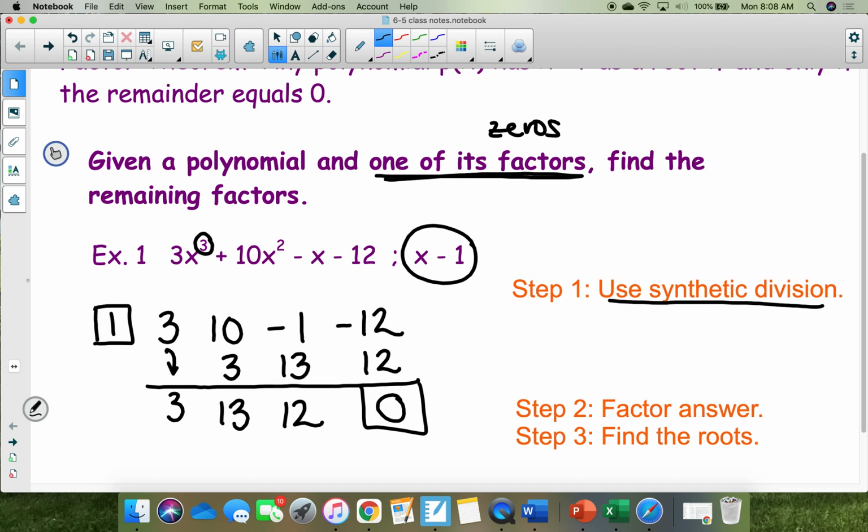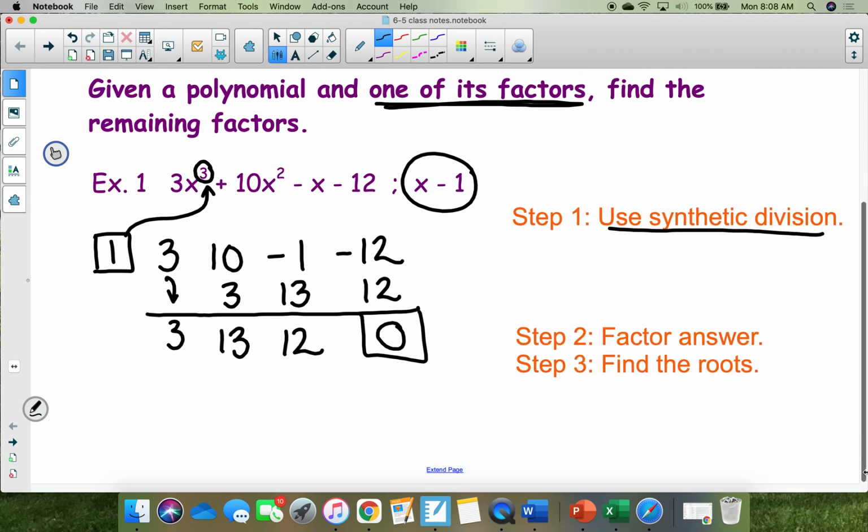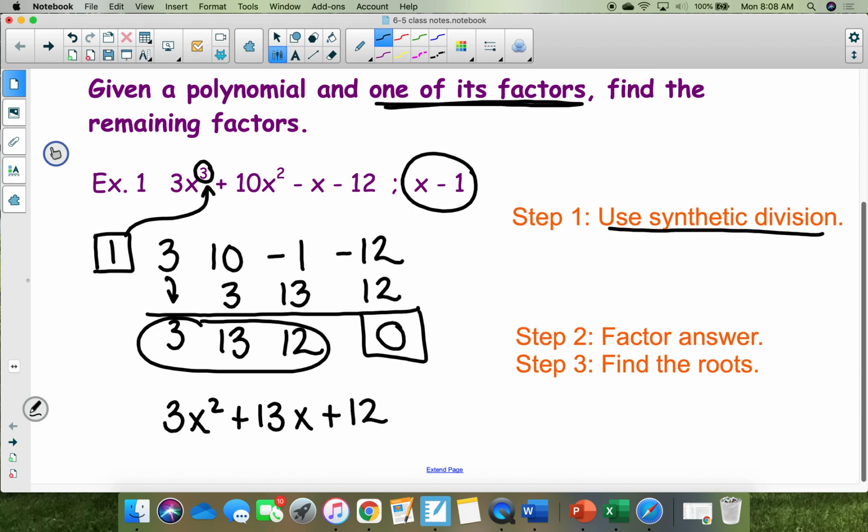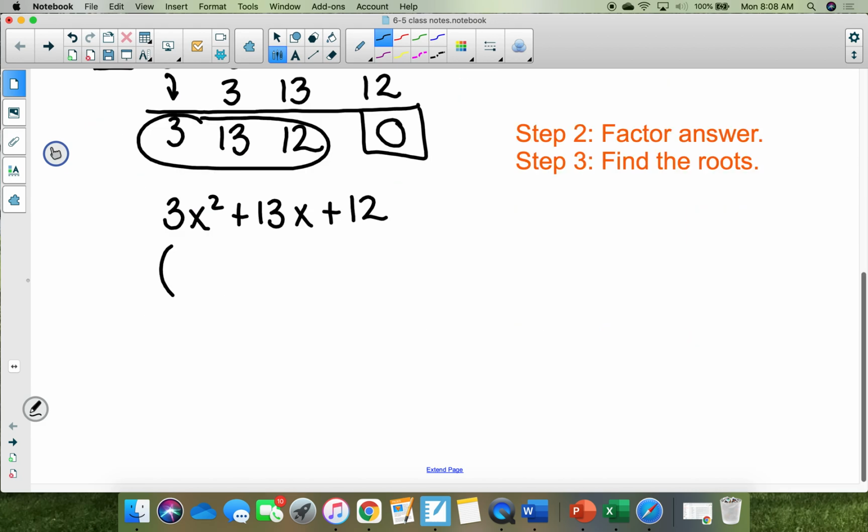If you get a remainder of 0, it means that 1 must be one of the 3 answers to this problem. What are the other 2? You have to find all 3 answers. Remember, when you rewrite this as a polynomial, it's always 1 less than what you started with. And then once you get that polynomial, you have to factor it.